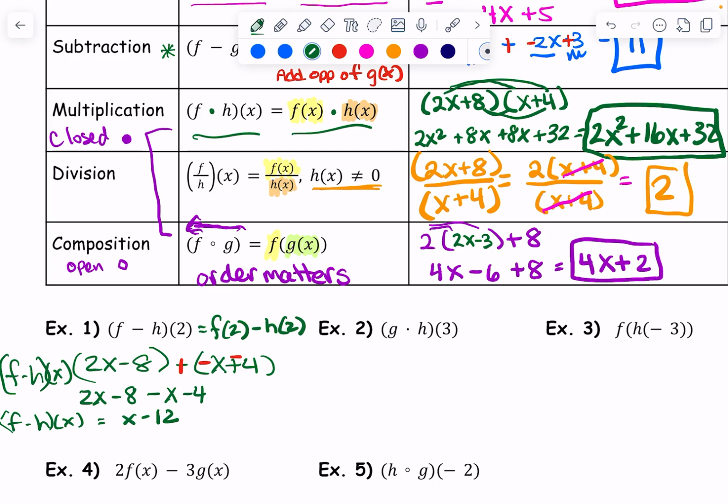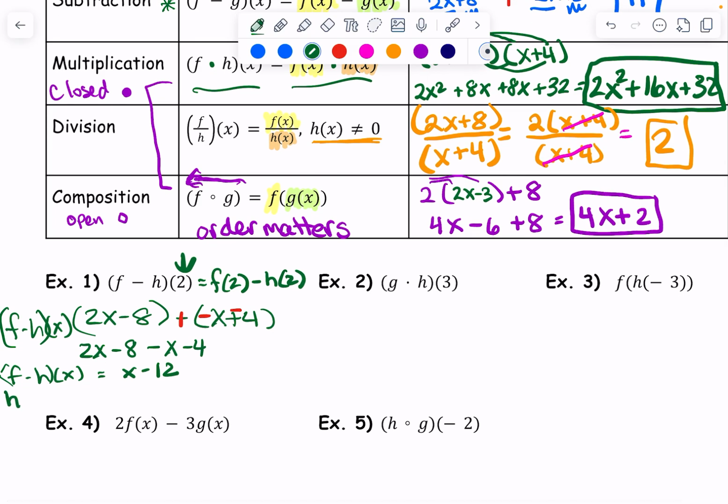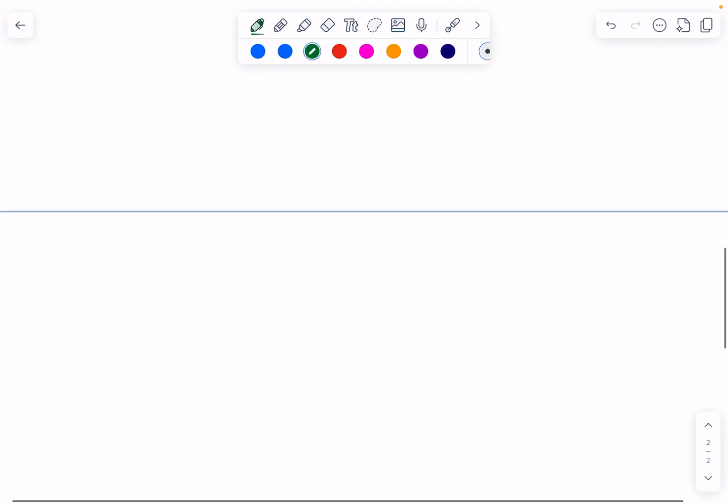Now, we didn't want it of x, we wanted of 2. So now we're just going to put the 2 in. Instead of putting an x in, we'll put a 2 in. And we'll get 2 minus 12, which is negative 10. So that's one way to do it, right? And let's do it the other way now. Let's just substitute the 2 in because I'm going to show you that it works.